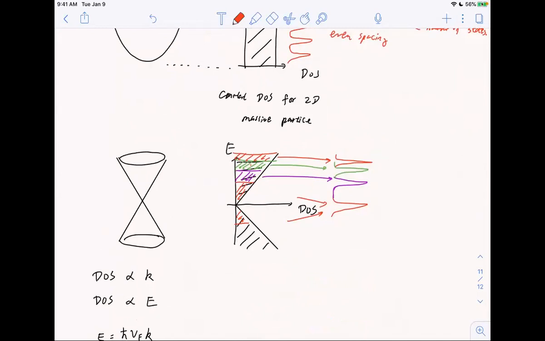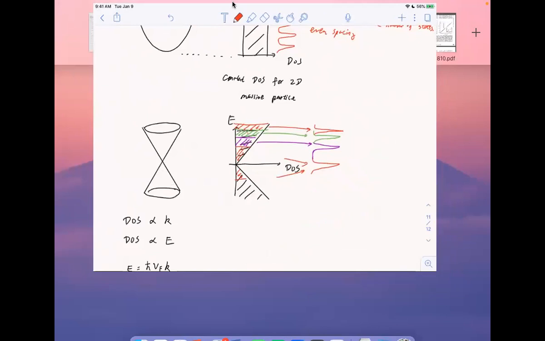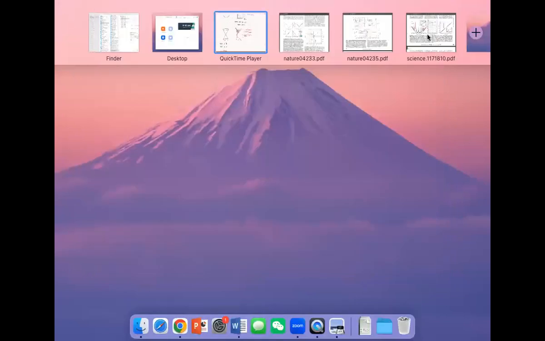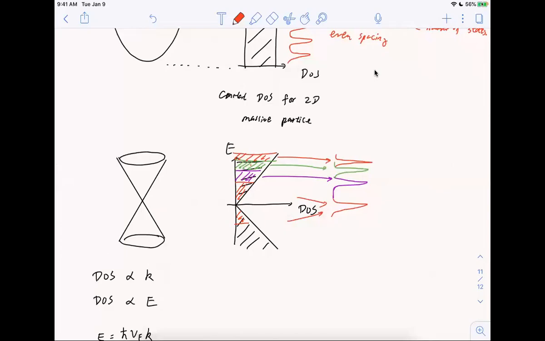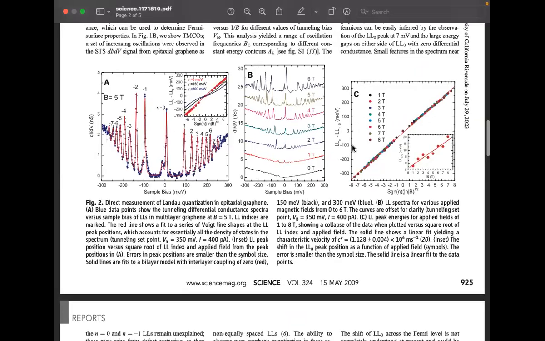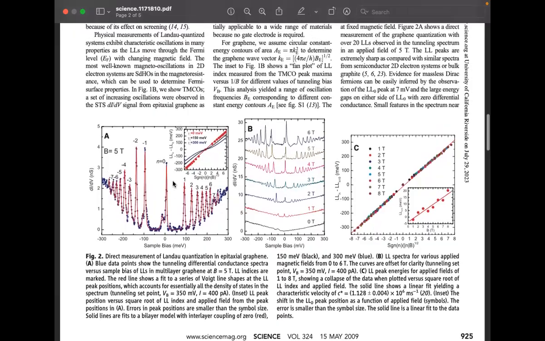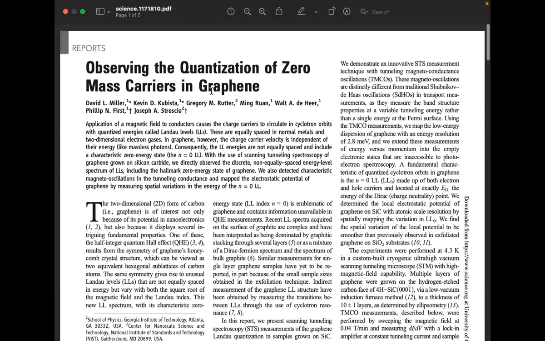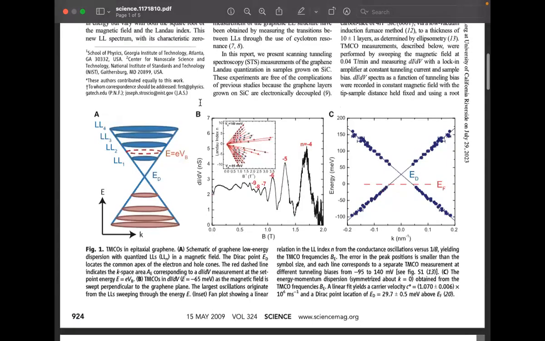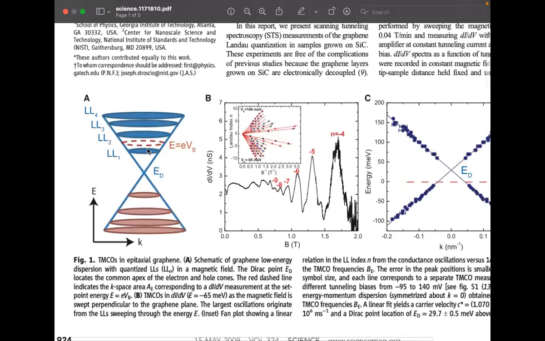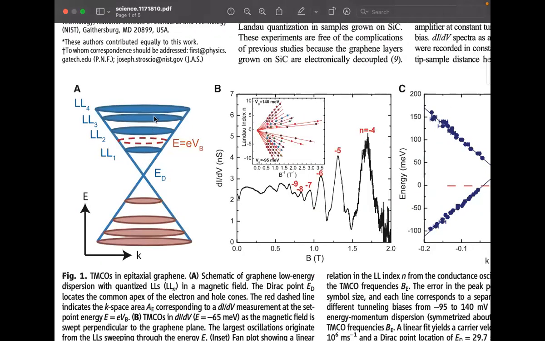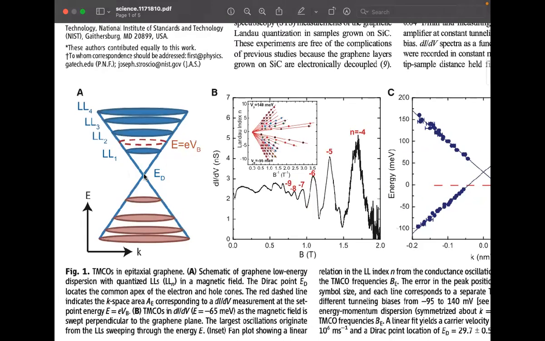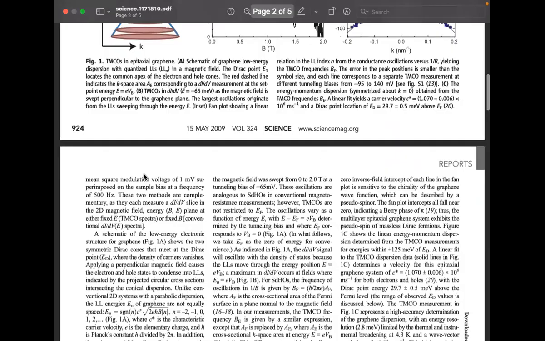So this kind of Landau level has been observed. Let me show you this paper. This is the Landau level that people measured in graphene, in the paper "Observing the quantization of zero mass carriers in graphene." This paper was in Science. This is the spacing of the Landau levels that they draw. You have the uneven spacing. There should be one in the middle.